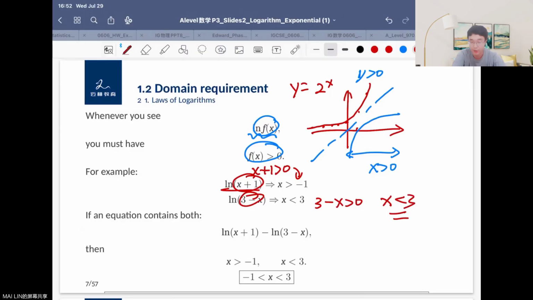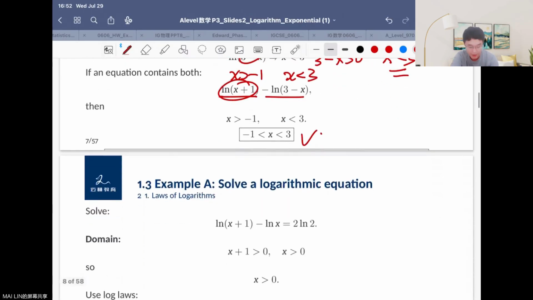And if you have the two expressions in the same place, like ln(x plus 1) minus ln(3 minus x), you can set that for the first we have x bigger than -1, and for the second x smaller than 3. So the total domain here is x bigger than -1 and smaller than 3, okay? That is it. That is how we can calculate the domain here, okay?